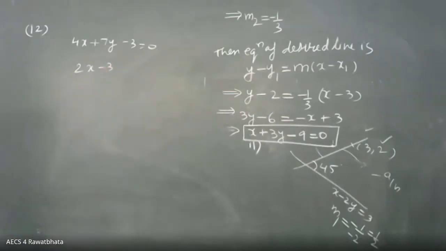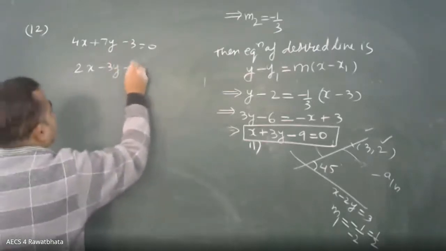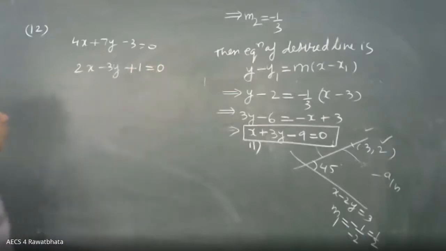What is the second equation? Okay, 2x minus 3y plus 1 equal to 0, and has equal intercept on the axis.